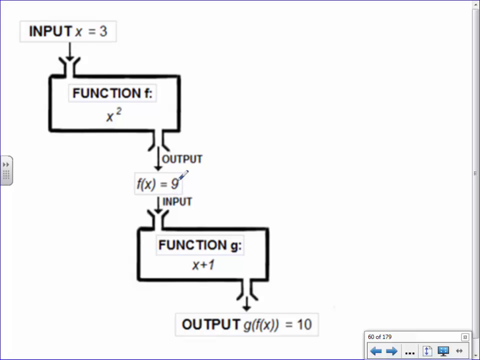So now that we've got 9, well, 9 is now a new input, and we're going to put it into the function x plus 1. Well, so 9 plus 1 now gives you 10. And this is the way we would notate this. We took an x value, we put it into the F machine, and when we were done putting it into the F machine, we then put it into the G machine. The real link here is that whatever you get as an output right here immediately becomes your new input right here.